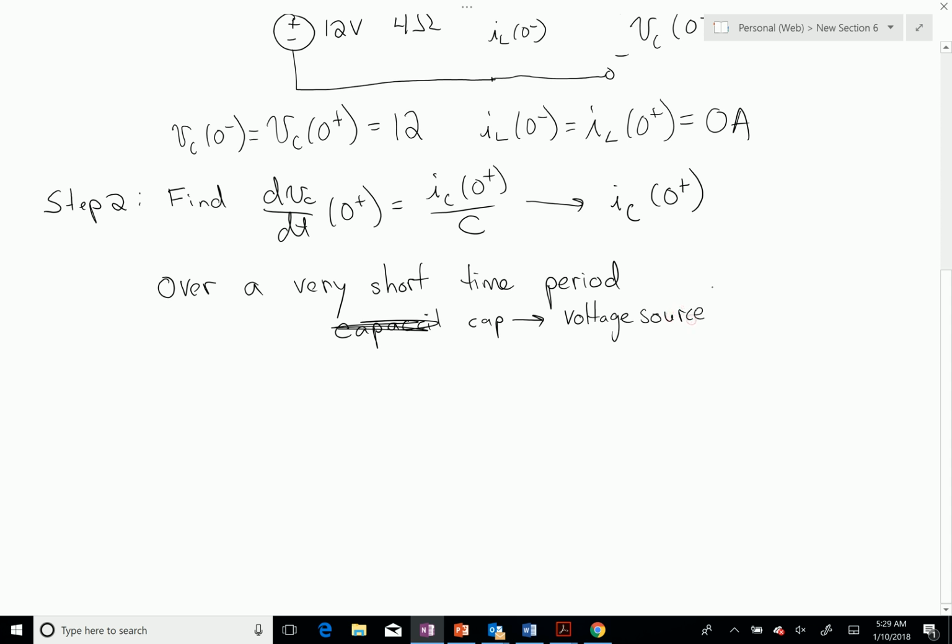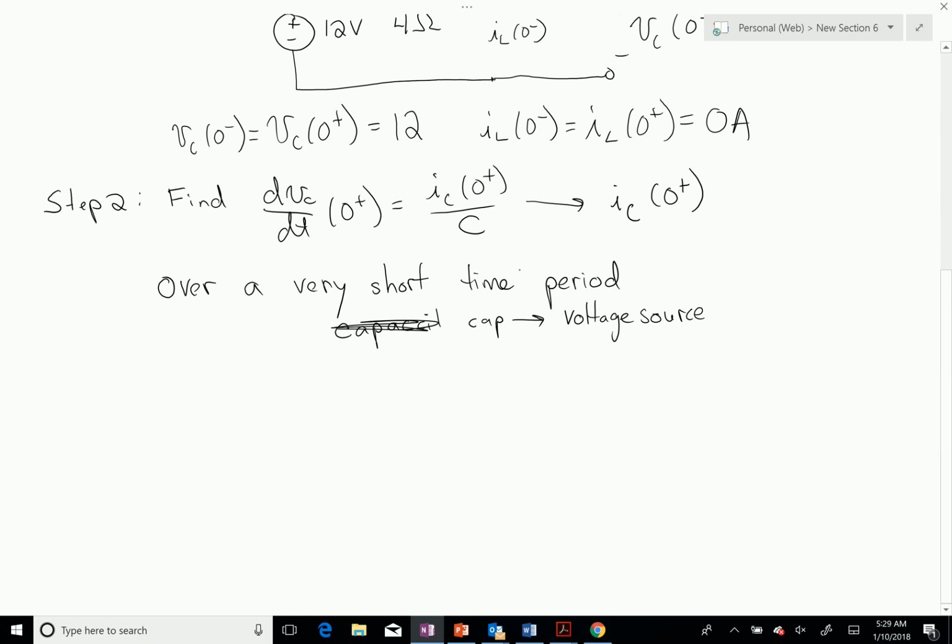In other words, when I say a very short time period, basically from right before 0 to right after 0, that guy acts like he's a constant voltage source stuck at 12 volts. And so what I do is I redraw the circuit assuming that's the case.